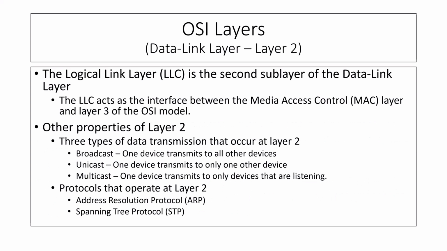Some other properties of layer 2. There are 3 types of transmissions that occur: a broadcast. This is when one device transmits and all of the devices on the segment receive that transmission. Not only receive it, but they actually look at it and process it. A unicast is where one network device transmits only to another network device, so it's a one-to-one transmission. In multicast, we have one device that transmits to many devices that are listening.